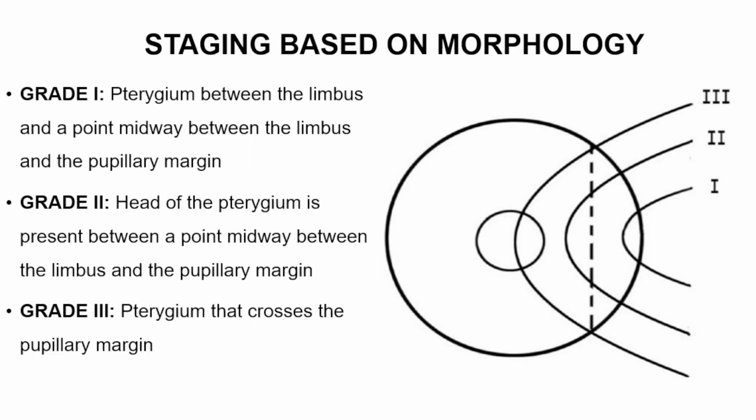Staging of pterygium. Staging based on the morphology. The midpoint between the pupillary margin and the limbus is taken as a point to segment it into three. If the pterygium is progressing beyond the pupillary margin, it is grade 3. If it is beyond the midpoint between the pupillary margin and the limbus, it is grade 2. And if it is between the midpoint and the limbus, it is grade 1.